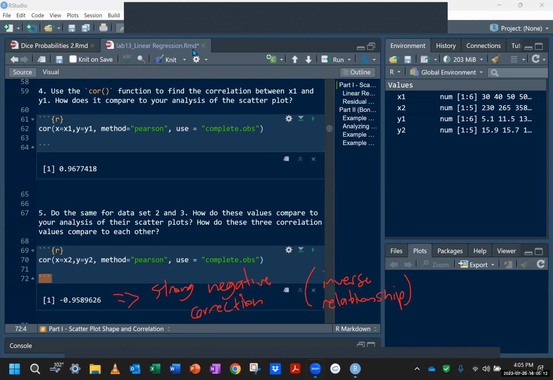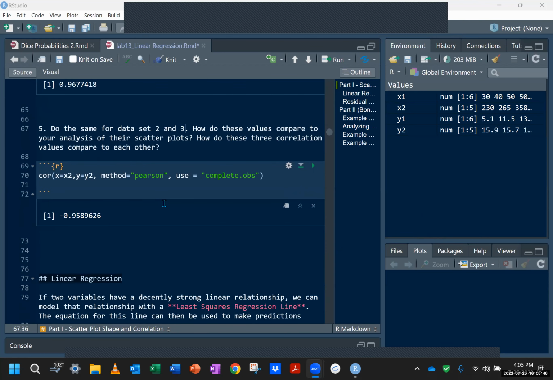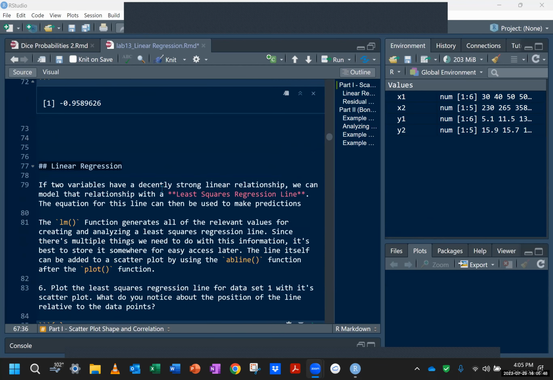So you can do that and say what you got for plot 3 as well. And just note, when we get a correlation coefficient close to 0, basically between positive a half and negative a half, that means we've got basically no relationship, or a very weak relationship. So see what you get for data set 3 as well.